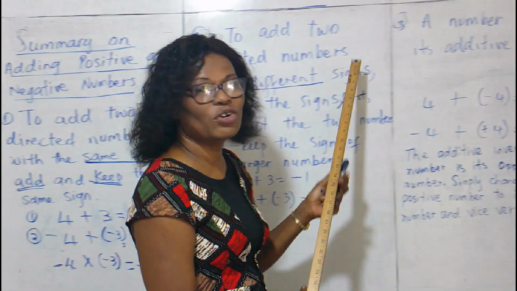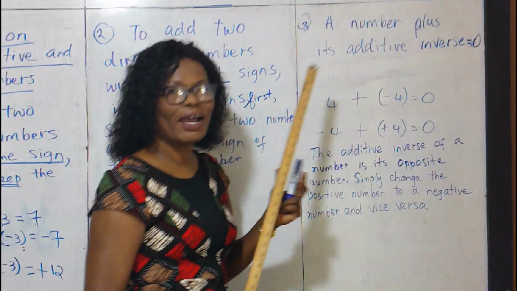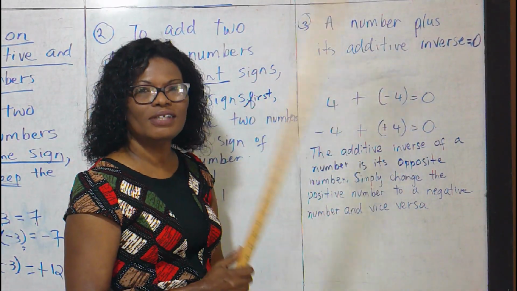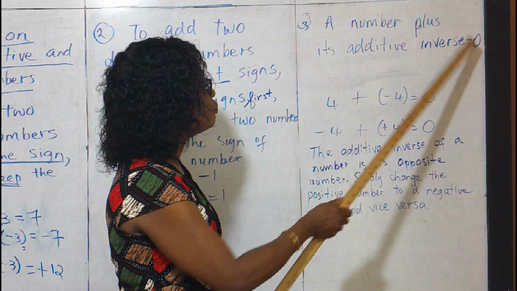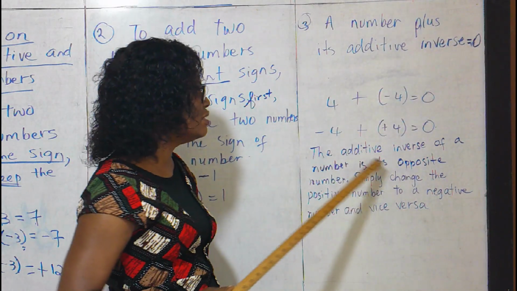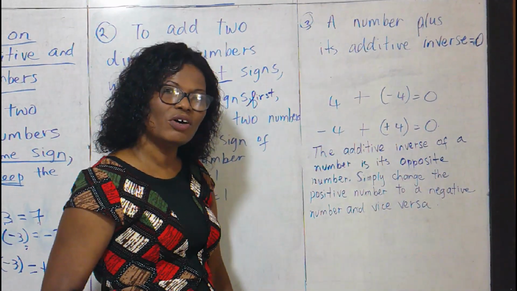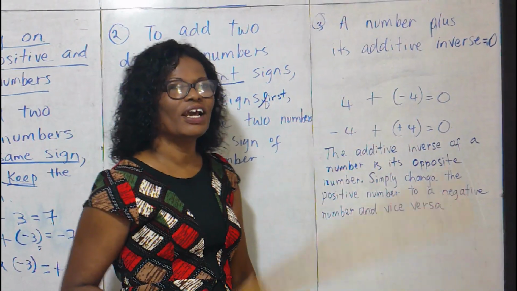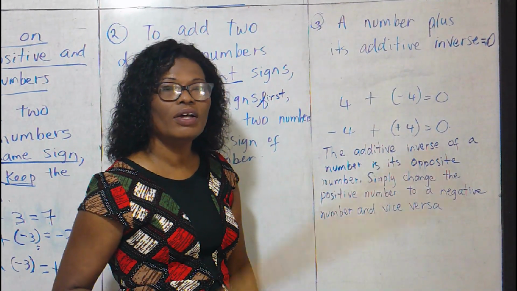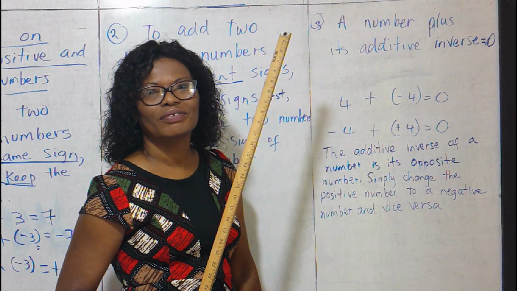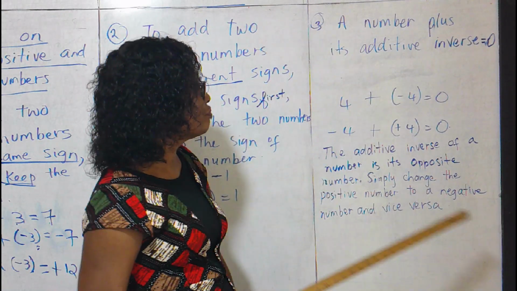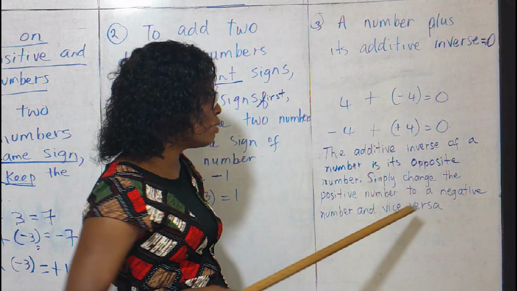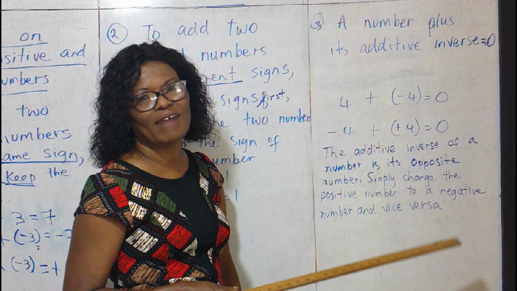All right, let's go to number 3. Final one. A number plus its additive inverse is equal to 0. So additive inverse simply means its opposite. So what's the opposite of late? Oh yes, you said early, I heard you. And the opposite of hot is cold. Good. So all we're going to do is simply change a positive number to a negative number and vice versa.